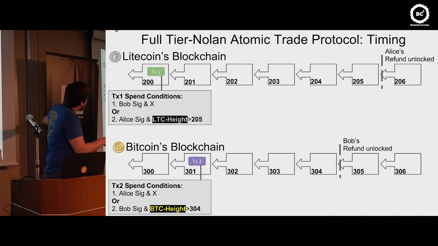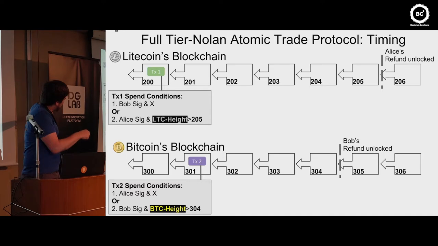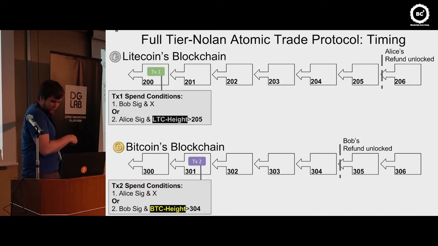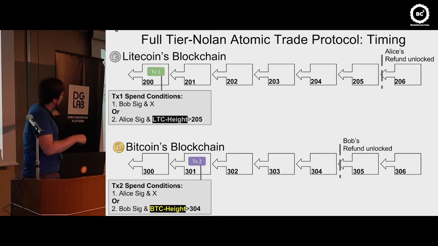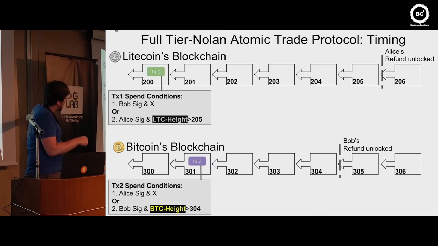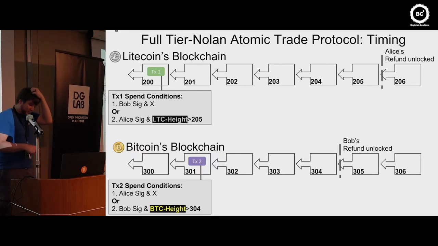So we've redrawn transaction one here in the Litecoin blockchain. And as before, it's spendable by Bob's signature and the value X. And it has a time lock so that if the block height is greater than 205, it is also spendable, but under Alice's signature.